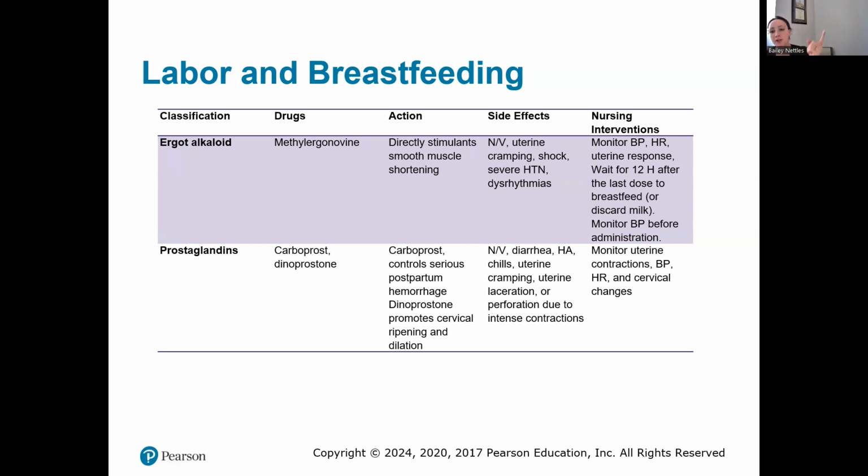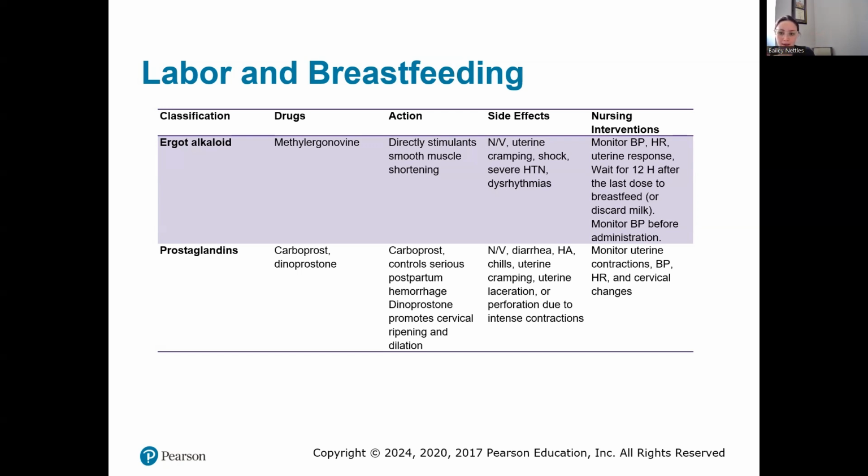So you can have nausea, vomiting, obviously uterine cramping, shock, severe hypertension, and dysrhythmias. You have to monitor blood pressure, the heart rate, and the uterine response. Are my cramps too much? Is my blood pressure too high? Okay. Wait 12 hours after the last dose to breastfeed, or you can pump and dump, okay? Which means pump the breast milk out and throw it away. Monitor their blood pressure prior to administration. That's a big one, okay?